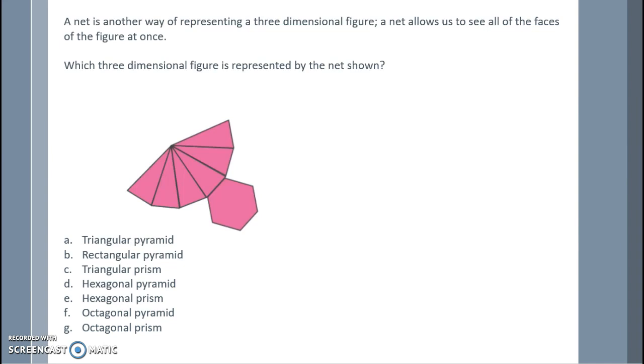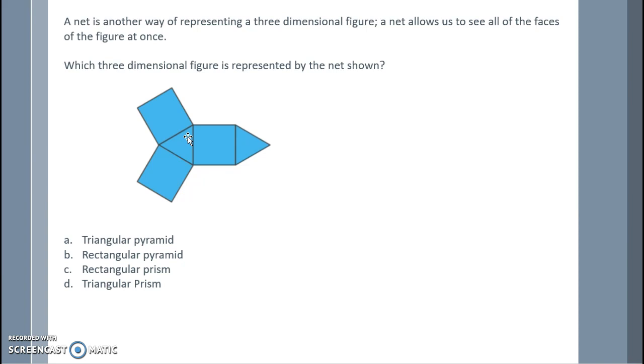Which of the three-dimensional figures is represented in the net shown? Is it a triangular pyramid, a rectangular pyramid, triangular prism, hexagonal pyramid, hexagonal prism, octagonal pyramid, or an octagonal prism? It is a hexagonal pyramid. We have a hexagon in the middle as our polygon, and if we were to fold these all together, it would come up to one point, so it's a pyramid.